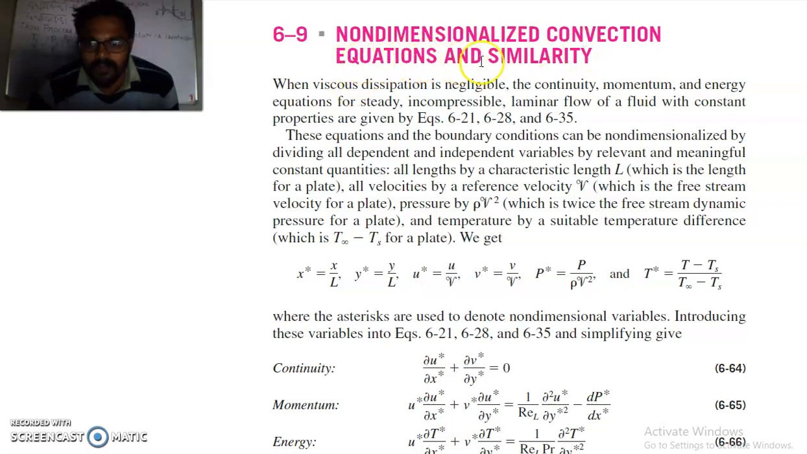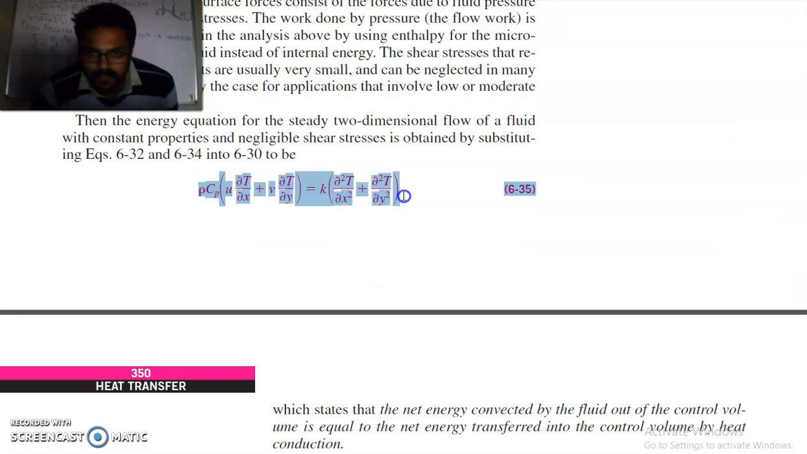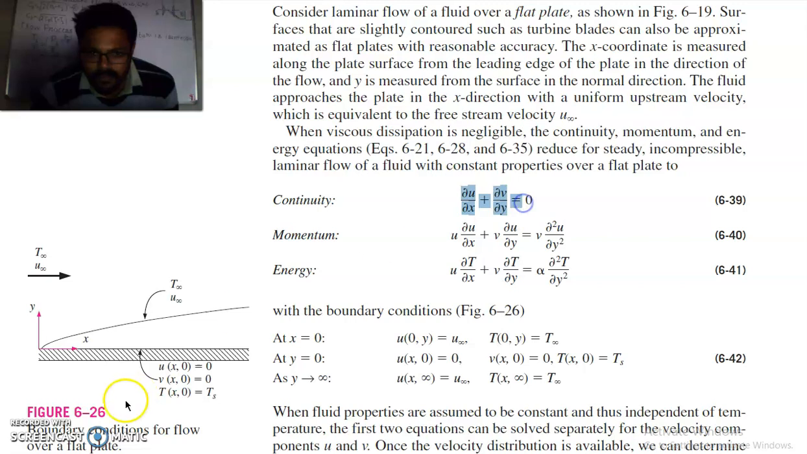Non-dimensionalized convection equations and similarity. When viscous dissipation is negligible, the momentum and energy equations for studying compressible laminar flow of a fluid with constant properties are given by this equation, which is the conservation of momentum equation, this equation, which is the conservation of energy equation, and this is the continuity equation.